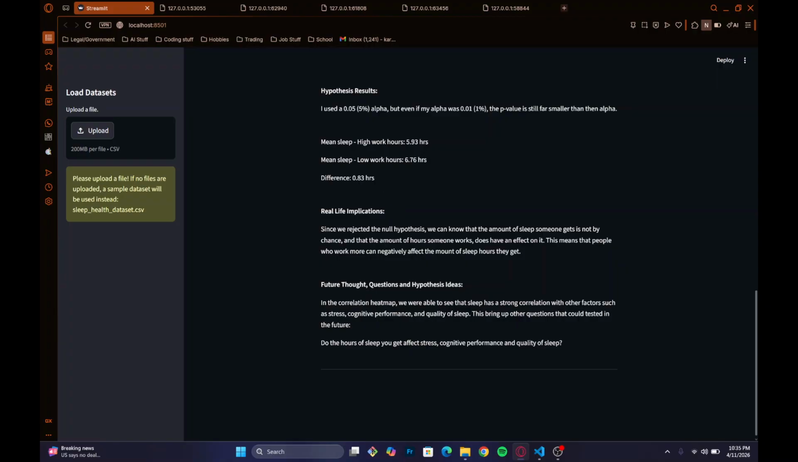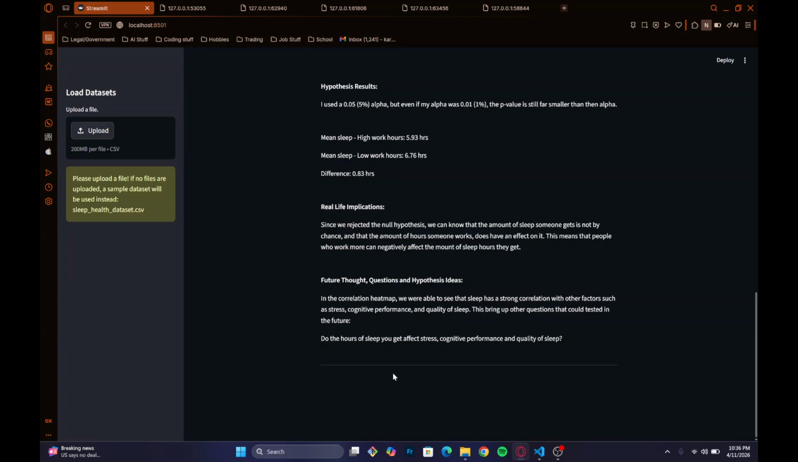So, since we rejected the null hypothesis, we can know that the amount of sleep hours someone gets is not by chance, and that the amount of hours someone works does have an effect on it. This means that people who work more can negatively affect the amount of hours slept.